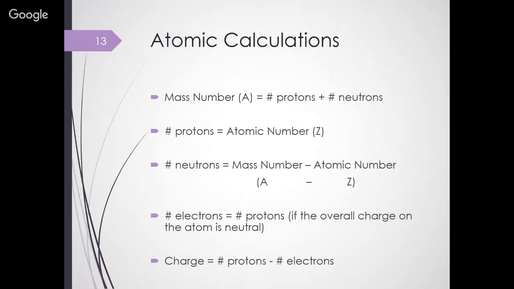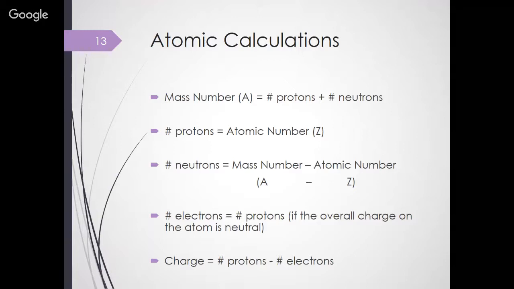So what are some equations that we can use to determine how many protons, electrons, and neutrons something has? If you have a mass number, you simply take your protons and add them to your neutrons. That's how we get that number. As stated, your number of protons is the atomic number, which is always listed on the periodic table. If you want to know how many neutrons you have, you subtract your atomic number from your mass number.